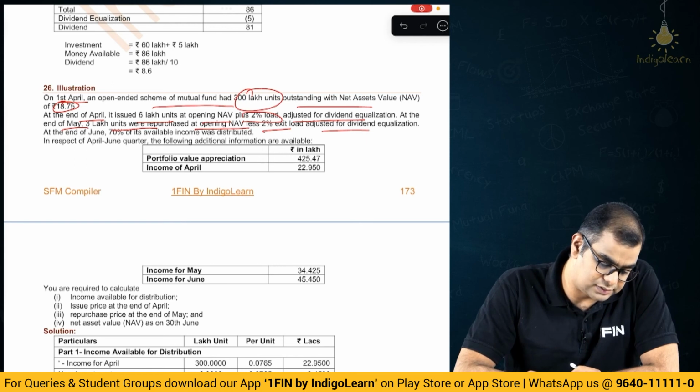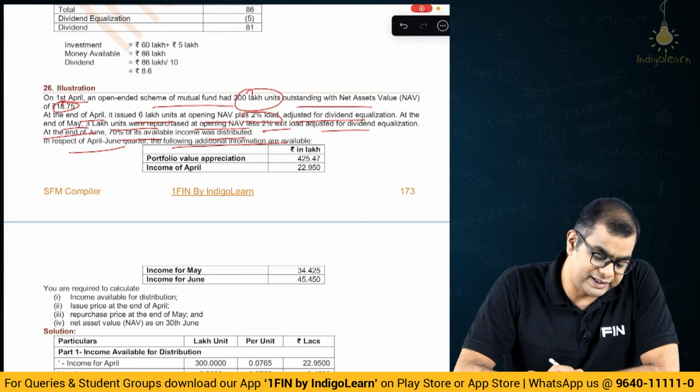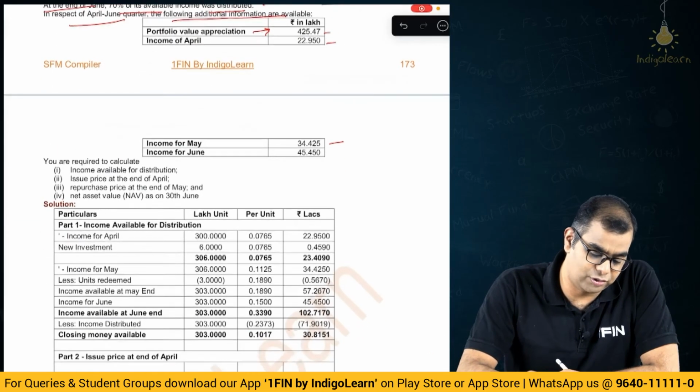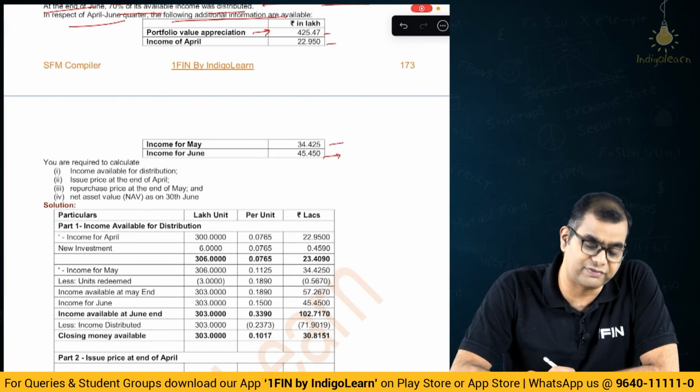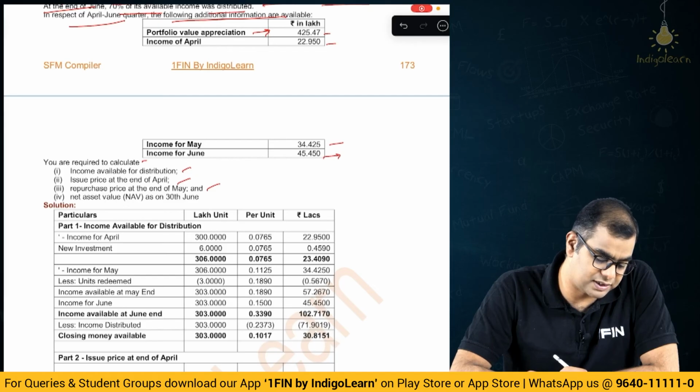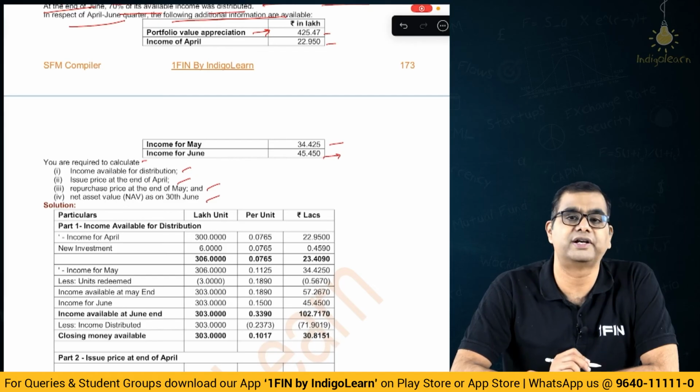Then, at the end of June, 70% of his available income was distributed. In respect of April to June quarter, the following additional information is available. Portfolio value appreciation is 425.47, income of April is 22.95, income of May is 34.425 and income of June is 45.45. You are required to now calculate income available for distribution, issue price at the end of April, repurchase price at the end of May and NAV as on 30th of June.